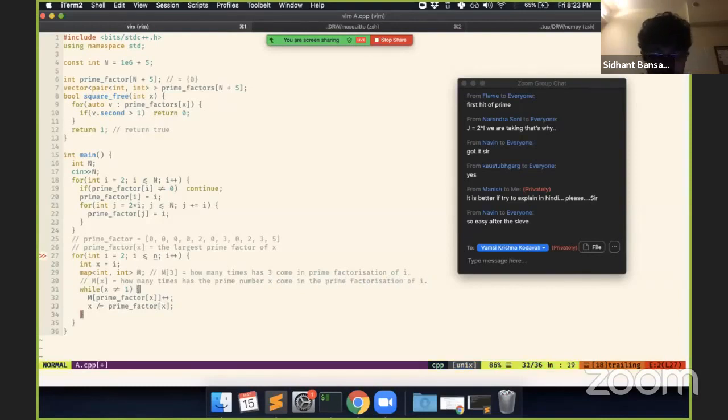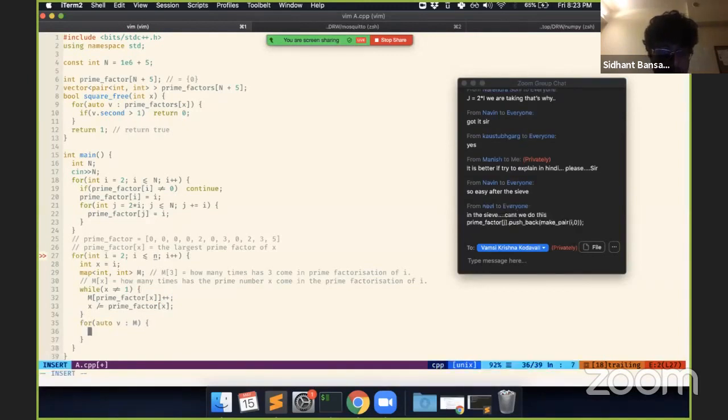Okay, so jab tak x 1 nahi jata, while x is not equal to 1, we say take the prime factor of x and increment its frequency, and divide x by its prime factor, and just keep on doing this. And eventually what you do is, you do prime factor, I dot push back v dot first v dot second.